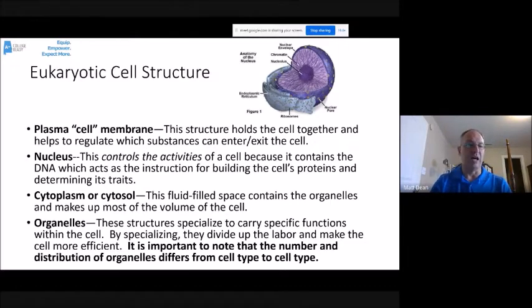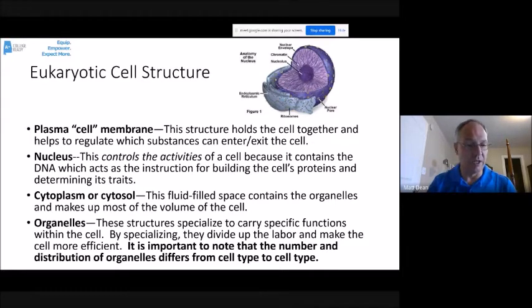The cytoplasm or cytosol is just the fluid-filled space that contains the organelles, takes up most of the volume. And then the organelles are the specialized structures that each one has a specific function. By separating pieces of the cell into compartments, which is what the organelles do, it allows these compartments to specialize. That allows the different parts of the cell to divide up the labor and make the cell much more efficient. It's very much like an assembly line.